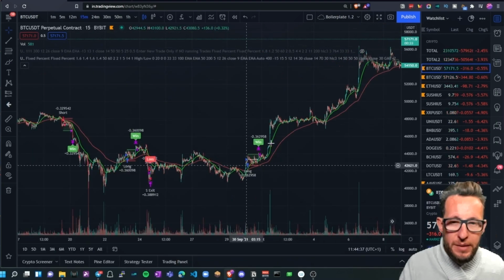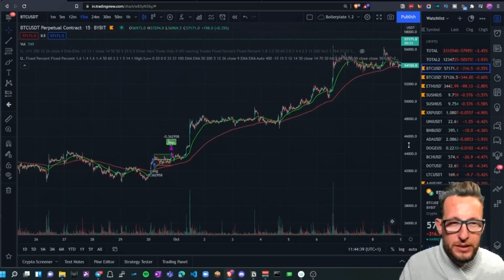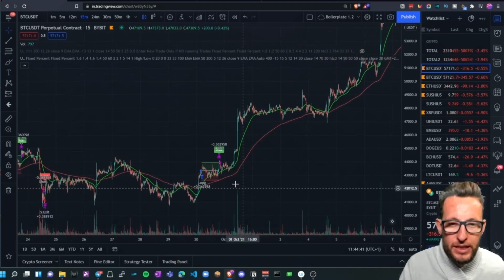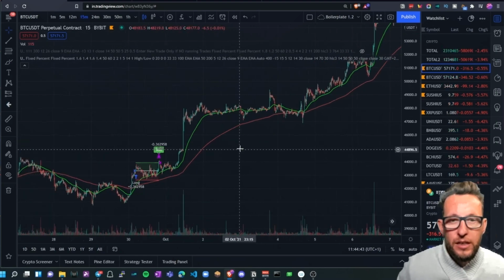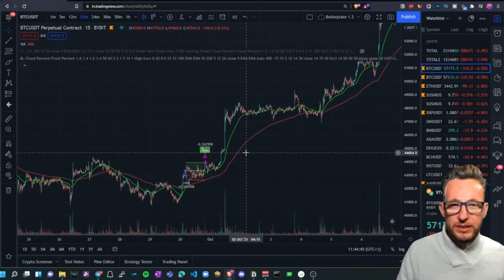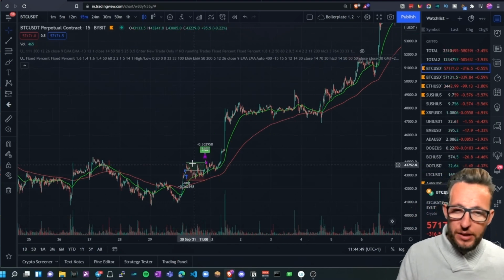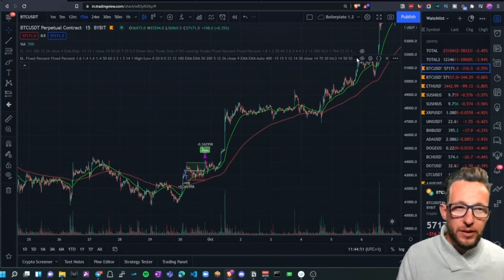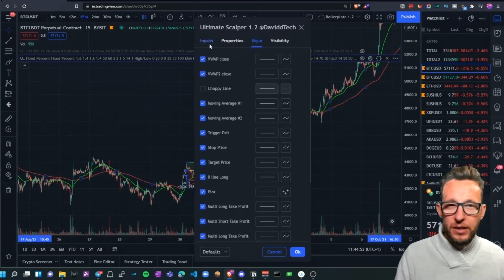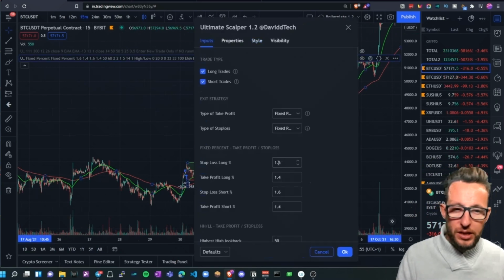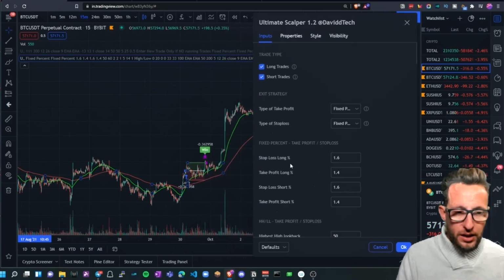And it's going to add the EMAs, as you can see, and automatically add your take profits and stop losses, etc. Now, the only difference that you can see on here is that my stop loss is slightly bigger and my take profit is slightly bigger. If we go into the settings over here, you can see that my stop loss is at 1.6 and my take profit is at 1.4.